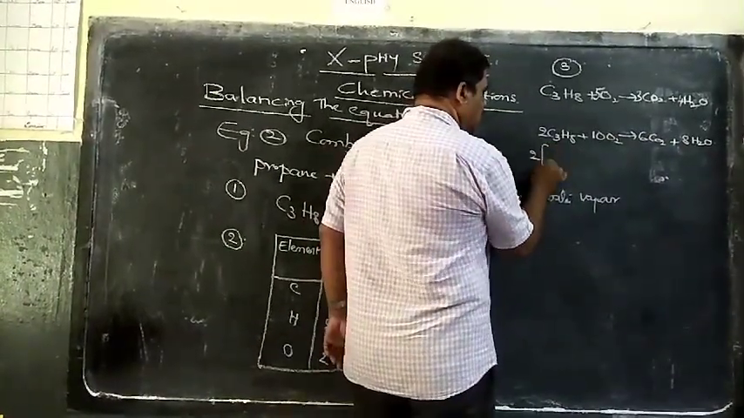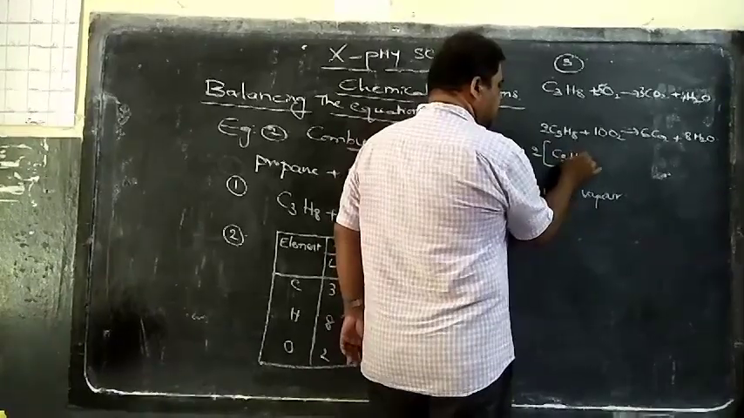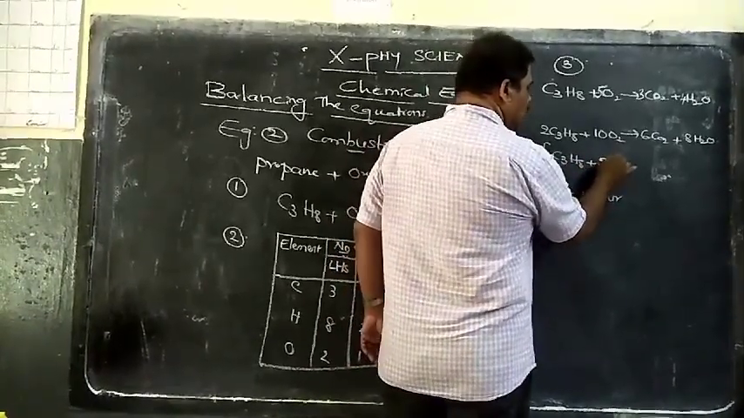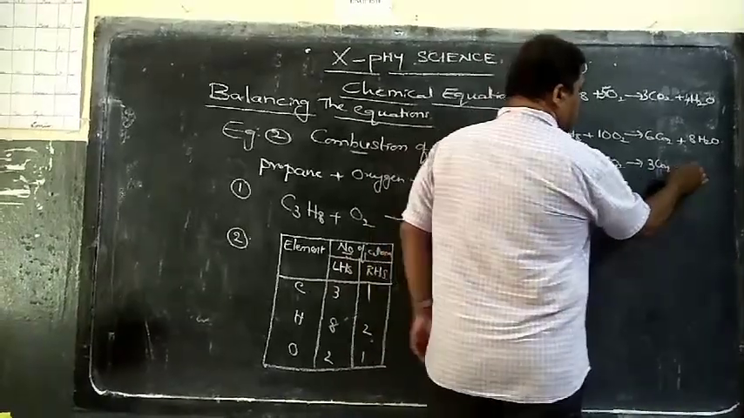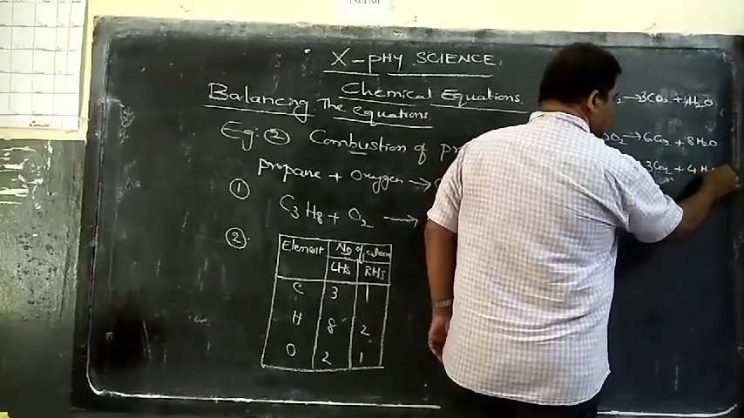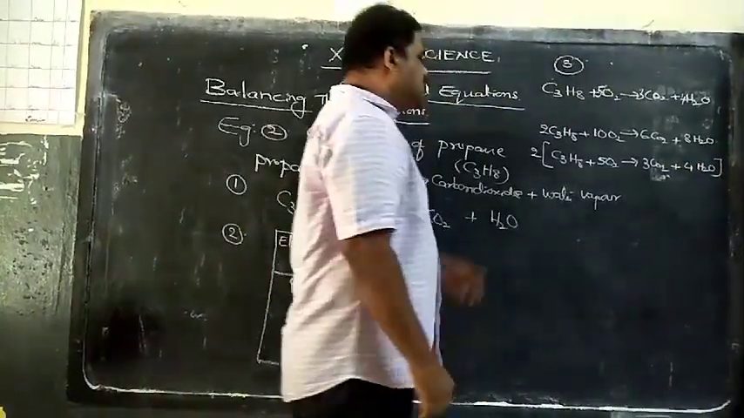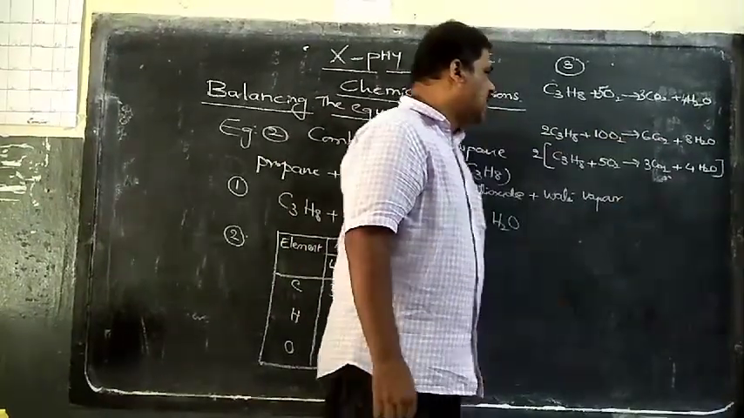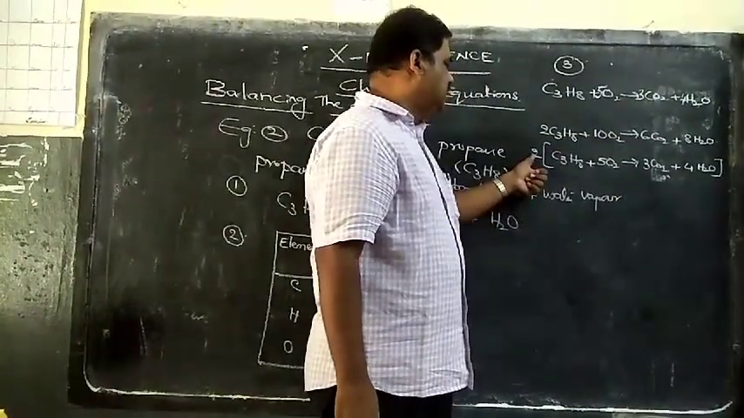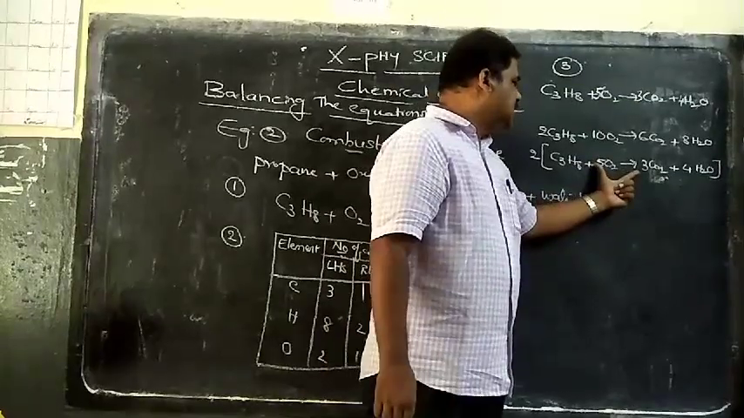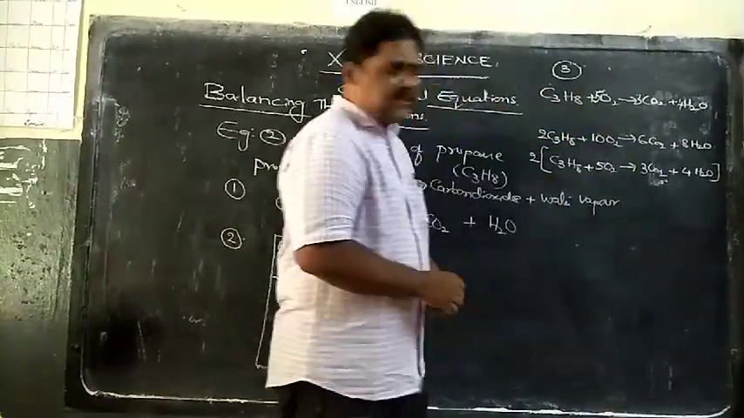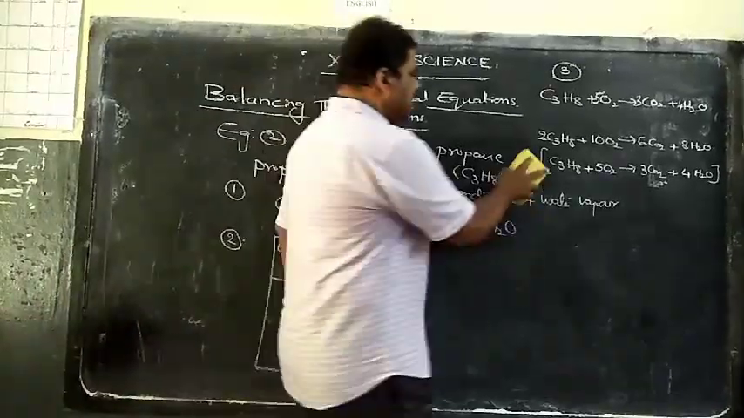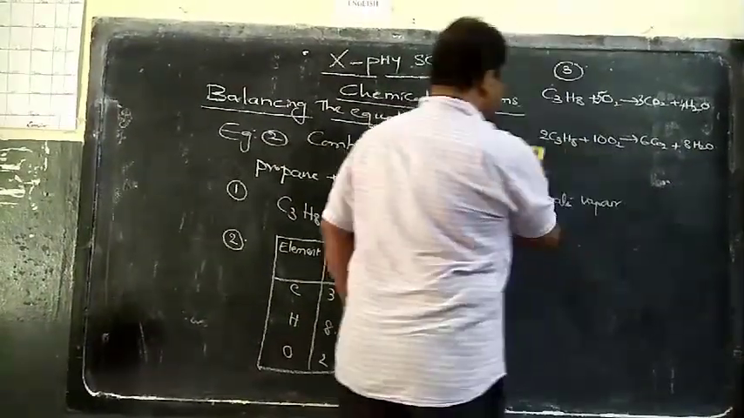If you take 2 common, the equation will become C3H8 plus 2 5s O2 gives 3CO2 plus 2 4s are 8H2O. Like this, if any coefficient is common, you can take that coefficient common and you have to write the simplest possible equation. All the coefficients should be in simplest form. Of course, here we cannot take common, so leave as it is.